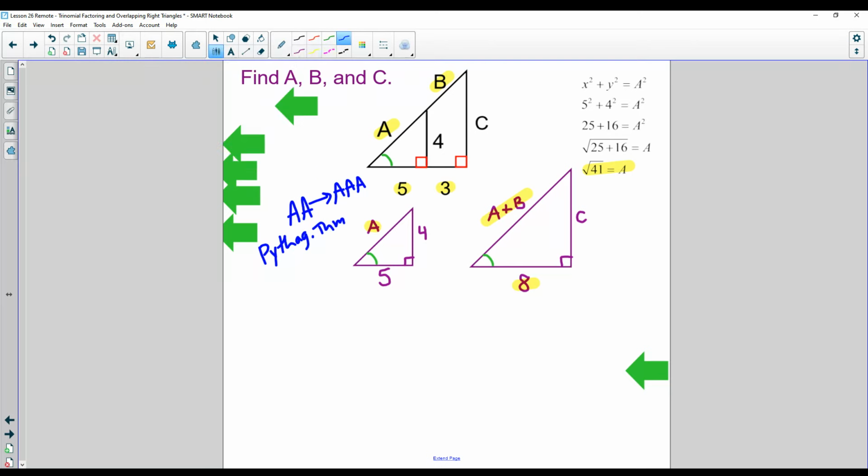Let's just replace that in green. Okay, so A is square root of 41, which means over here on the right triangle, on the right side, this is now root 41 plus B. Okay, cool. So that's going to help us. Let's set up our ratios of our corresponding sides. So my small triangle on the left, I have 4, 5, and root 41.